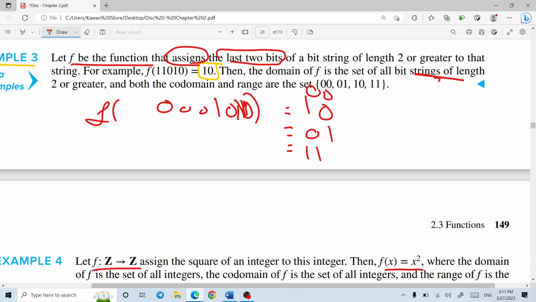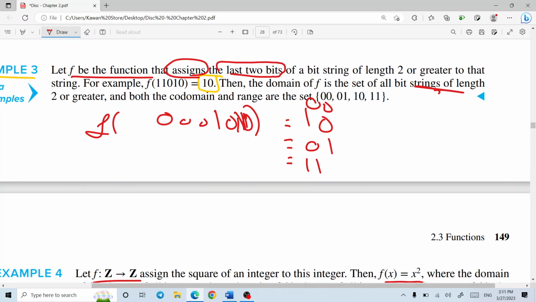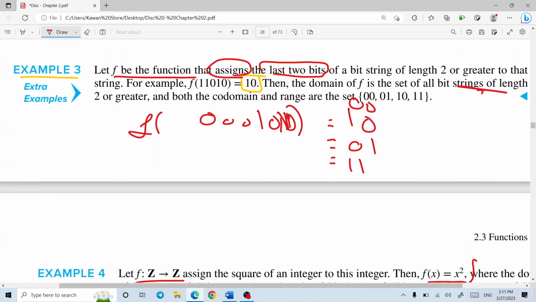Yeah. We have Z. Z is integers: negative 5, 6, 0, positive 1, 2, 3. And we also have the range, codomain Z. So tell me about the range. Here is your function, careful. I will get what? 0 to infinity. Positive infinity? Positive. Yes? R.